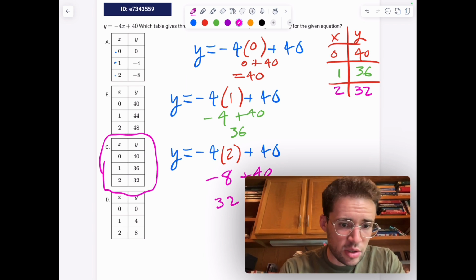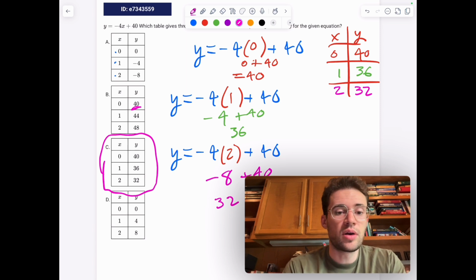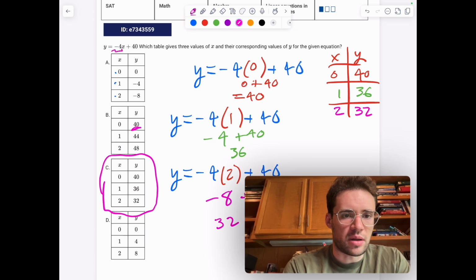In this case, you couldn't just do it based on the y-intercept value when x is 0, because there's also 40 there. So you have to actually do it out. But you could also reason it out just by it's going down 4, it starts at 40. So this one starts at 40 and is going down 4. This one's also going down 4, but it starts at the wrong value.